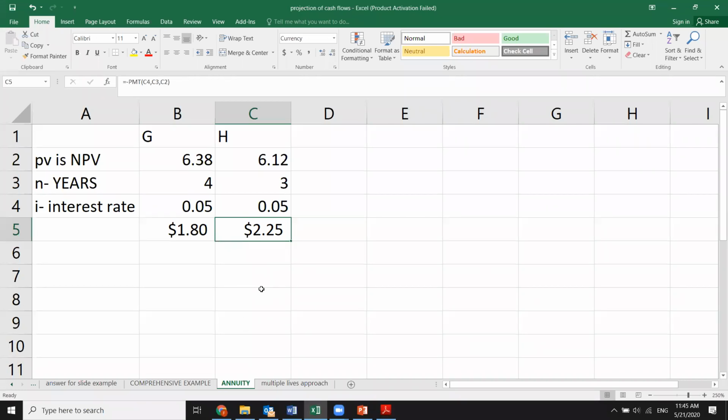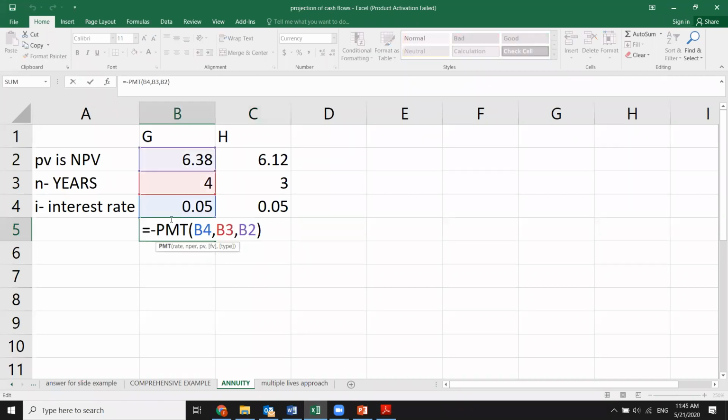Is it normal that the PMT gives a negative result? Yeah, it's a normal thing. If you calculate just present value by itself, it will also give you a negative. It's a normal thing. That's why you put the positive number. Okay, it's just a mathematical issue. Okay, thank you.